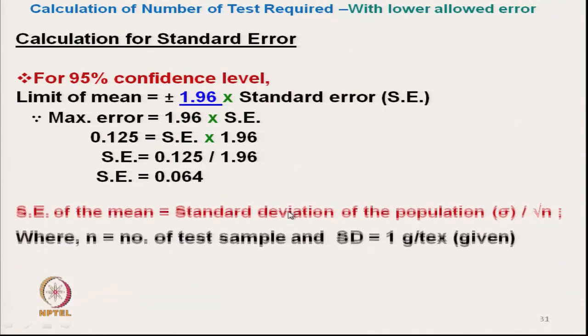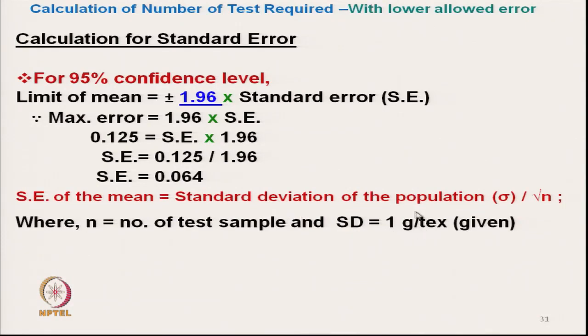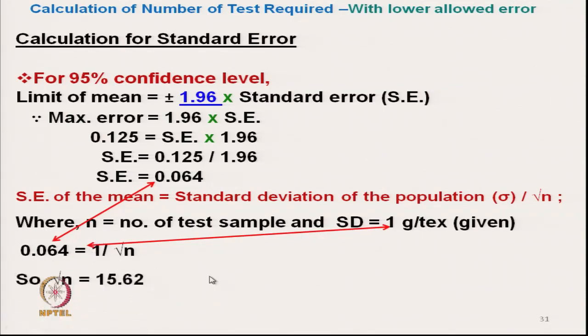And if we know the standard error and our standard deviation is known, we can calculate the number of samples. So, this is the standard error, the standard deviation is given, and we can calculate the number of samples. The number of samples becomes very high, 246. As our requirement is becoming stringent, we have to take a large number of samples.